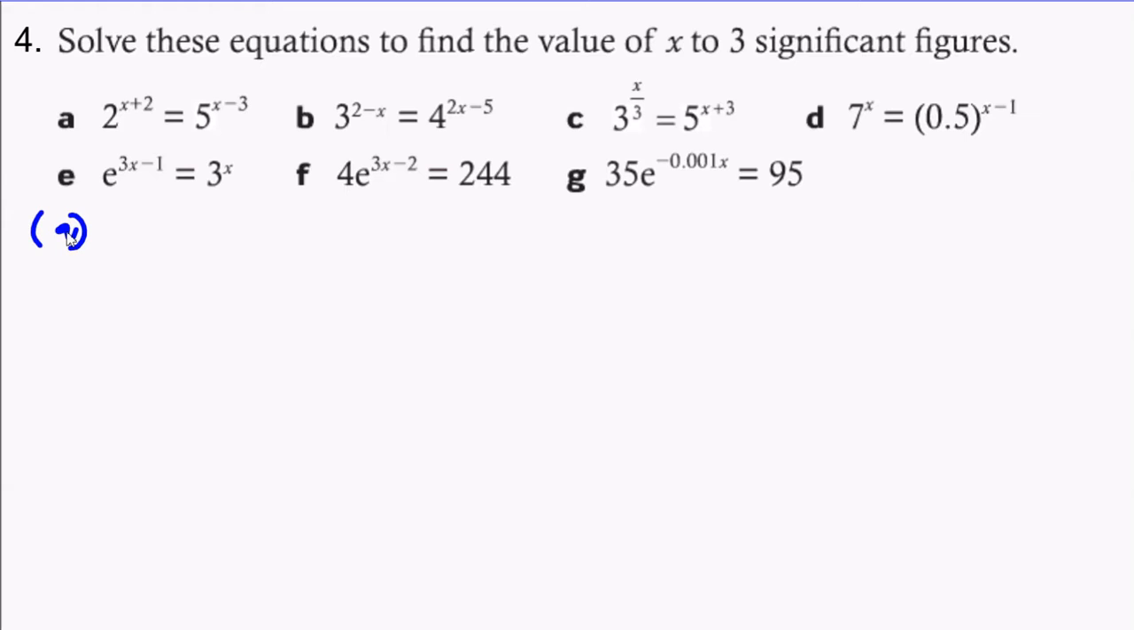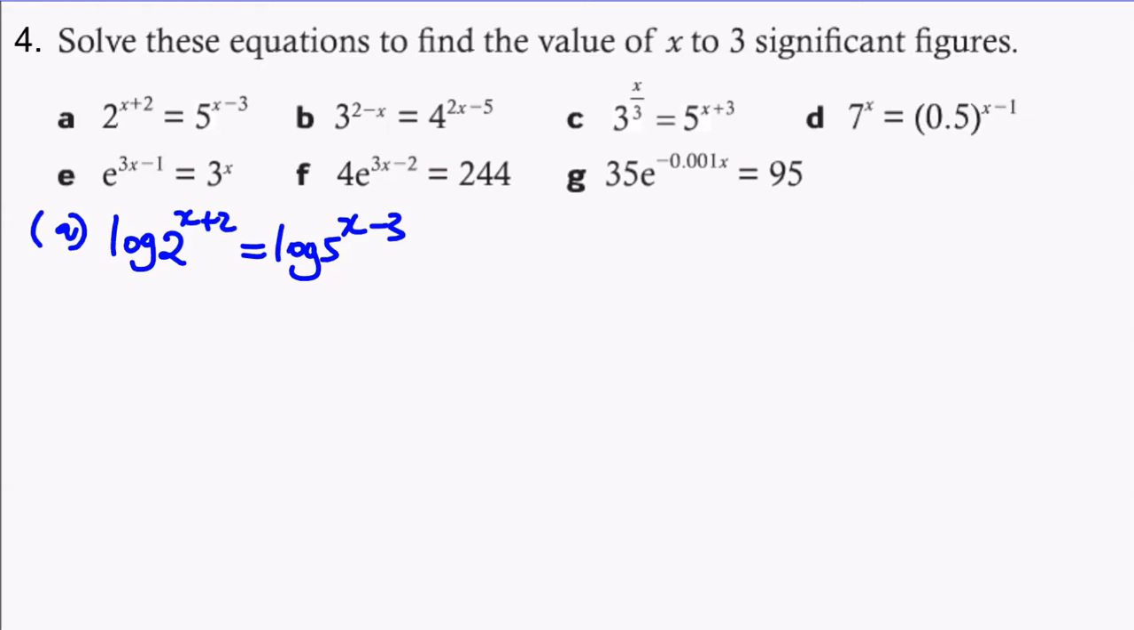This time I will use log to base 10 because we don't have any e's or powers of e in A, B, C, and D. So for A, B, C, and D, I'll use log base 10 to solve for x. Okay, so log to base 10 of 2 to the power x plus 2 is equal to log 5 to the power x minus 3.